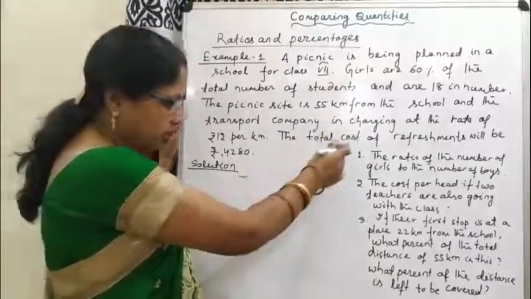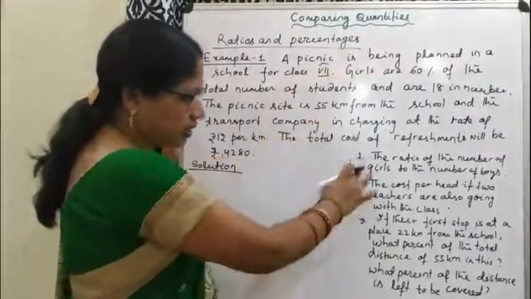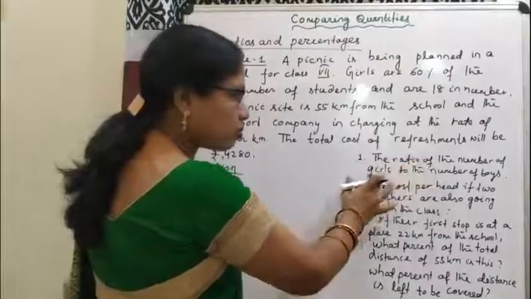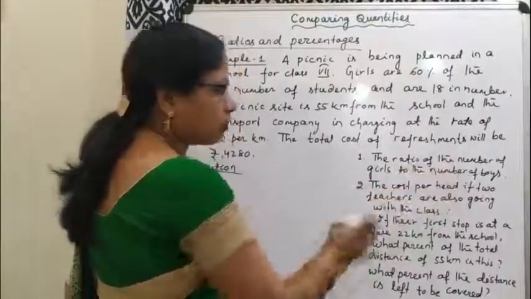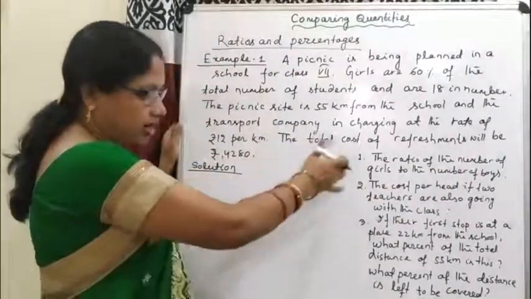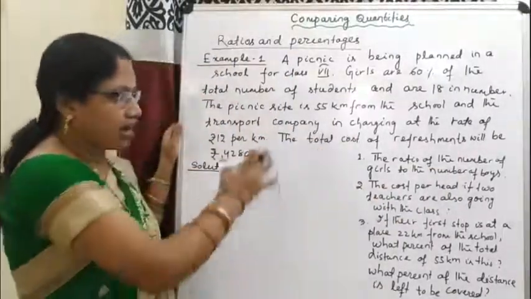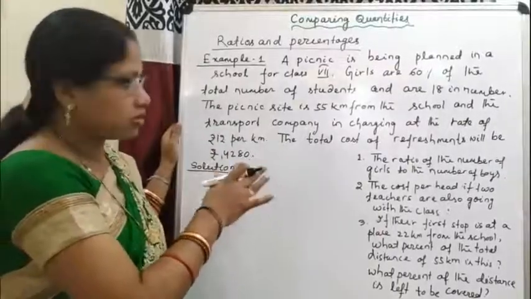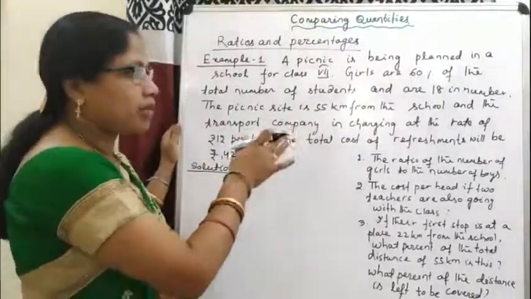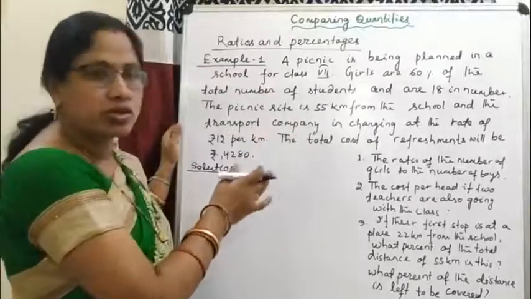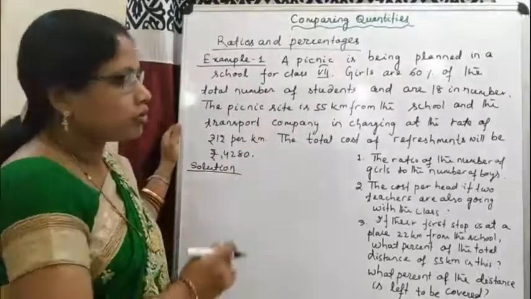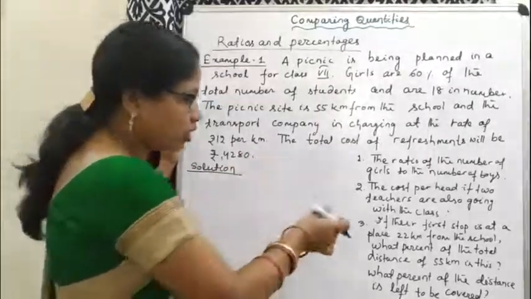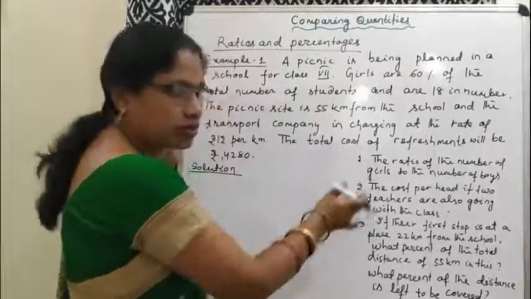So the questions based on this data is like this. The first question is the ratio of the number of girls to the number of boys. Here in this data there are 3 questions and all the questions are based on ratios and percentage. So we should apply here the methods of ratios and percentage. How to calculate ratios and how to calculate percentage. So first question, we will solve these 3 questions one by one.